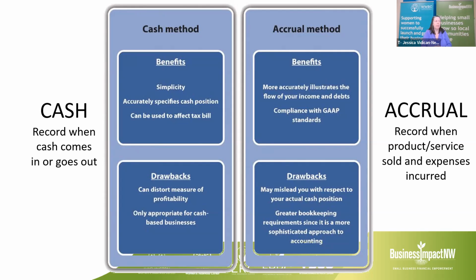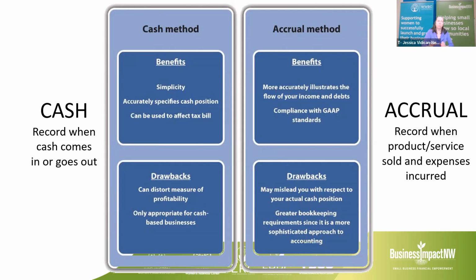Some of the drawbacks when we're looking at cash and accrual: the cash method can distort your profitability, because you've paid that bill in January, but that bill is something that happened in December. So it gives you a different picture of how the money is moving back and forth in your account. And it's really only appropriate for a cash-based business.